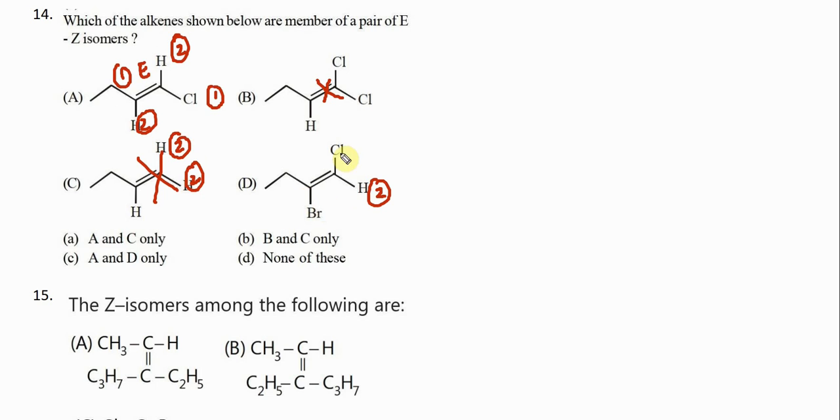Here we must do the priority carefully. Chlorine is priority 1. On this side, carbon versus bromine. Bromine has the higher atomic number. So priority 1. Okay, so 1 and 1 are opposite. So this is also E. So A and D are E isomers. So option for 14 is Charlie.